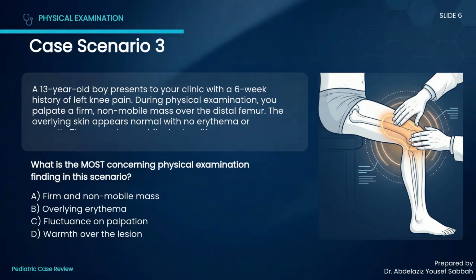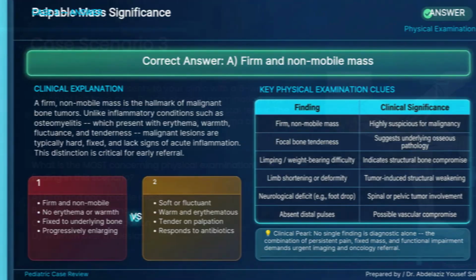Case 3. A 13-year-old boy presents to your clinic with a 6-week history of left knee pain. During physical examination, you palpate a firm, non-mobile mass over the distal femur. The overlying skin appears normal with no erythema or warmth. The mass does not fluctuate with pressure. What is the most concerning physical examination finding in this scenario? Option A. Firm and non-mobile mass. Option B. Overlying erythema. Option C. Fluctuance on palpation. Option D. Warmth over the lesion. The correct answer is option A.